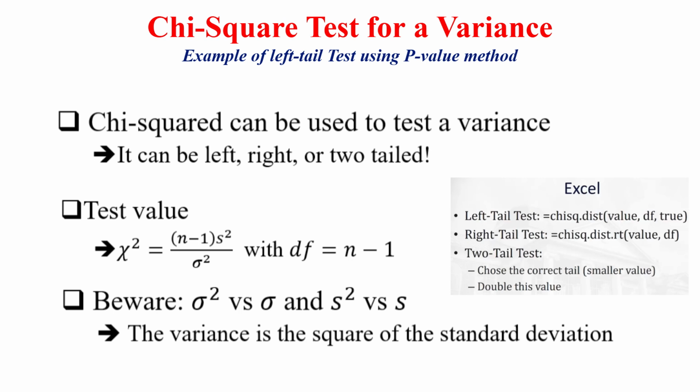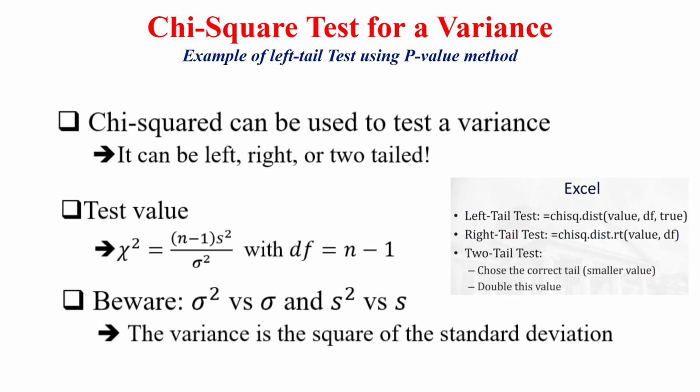For a right-tailed test, it's very similar, but we'll have a .rt at the end, and we no longer need the true. And with a two-tailed test, we have to be careful. We have to choose the correct tail, either the left tail or the right tail, based on our sample. It'll always be the smaller value. And then we double that value to account for the second tail.